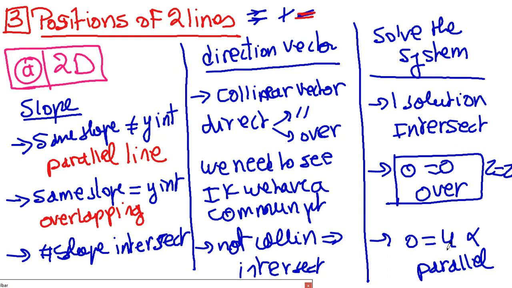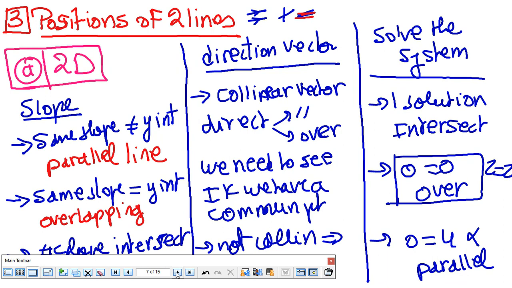And if it gives me a wrong answer, it means the lines are parallel. So I can compare the lines using the slope like we're doing in grade 9. Now, we can do it using the direction vector, or I can even solve a system. Okay? We'll do an example for that.